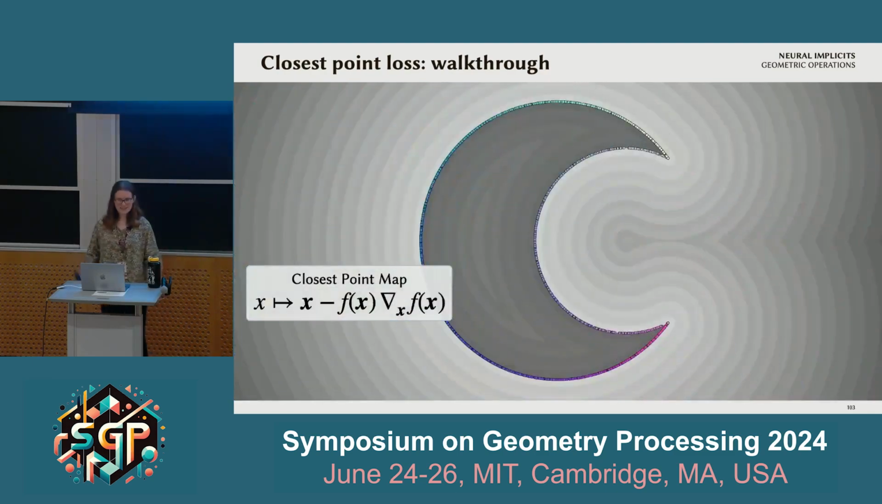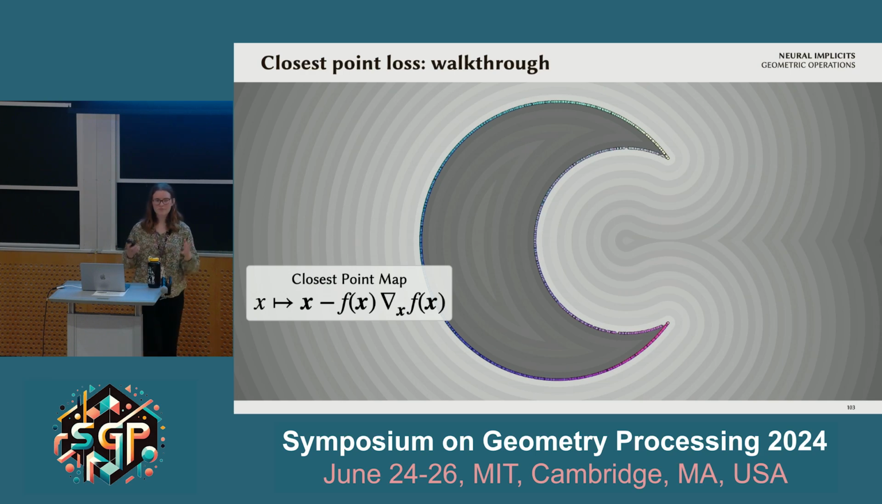If we then walk along that vector, we get the closest point map, which is a well-known object in the study of SDFs, and gives us a way to map points directly to the closest point on the surface.